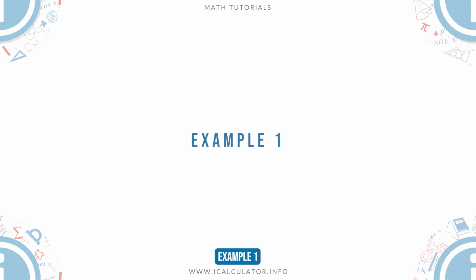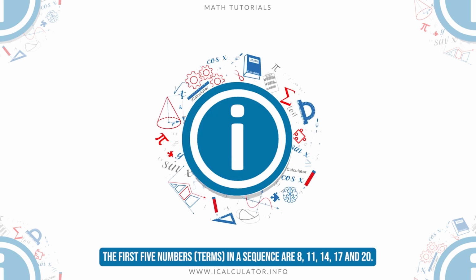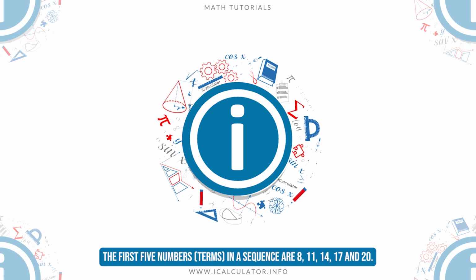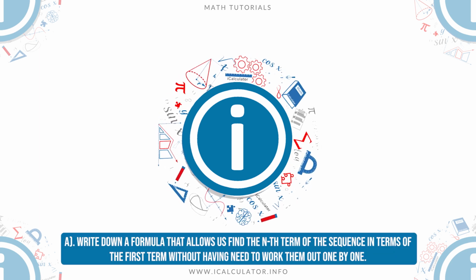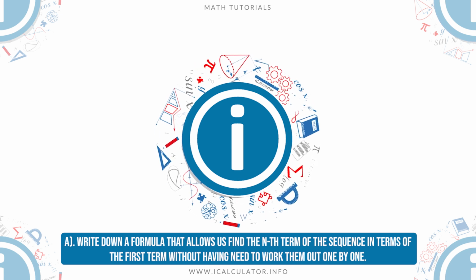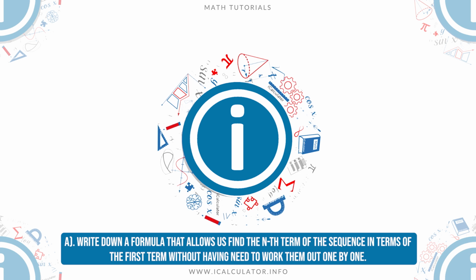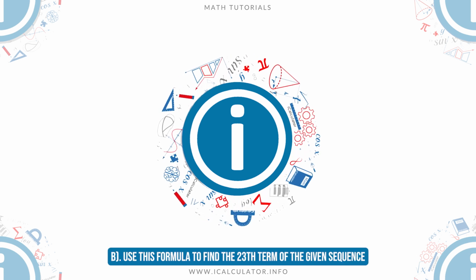Example 1. The first 5 numbers, terms, in a sequence are 8, 11, 14, 17, and 20. A. Write down a formula that allows us to find the nth term of the sequence in terms of the first term without having need to work them out one by one. B. Use this formula to find the 23rd term of the given sequence.